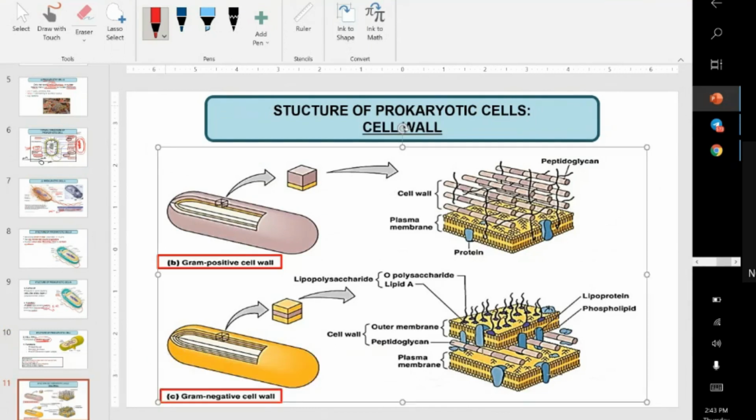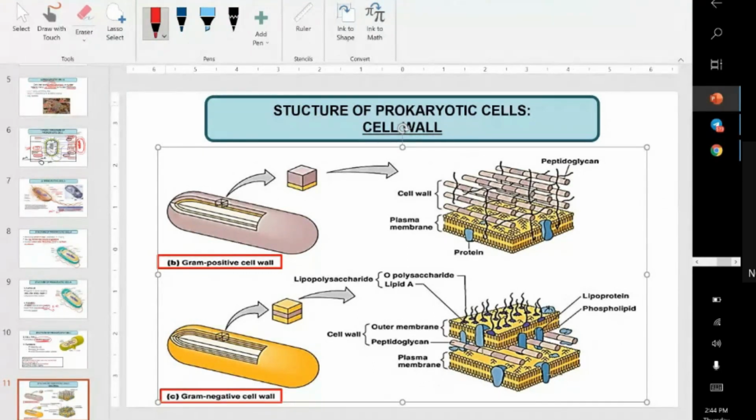What I want to highlight is the difference between these two types of cell walls of bacteria or prokaryotes. To be more specific, these two types of cell wall are present in bacteria: gram-positive bacteria and gram-negative bacteria. So their cell wall composition is different between gram-positive and gram-negative.